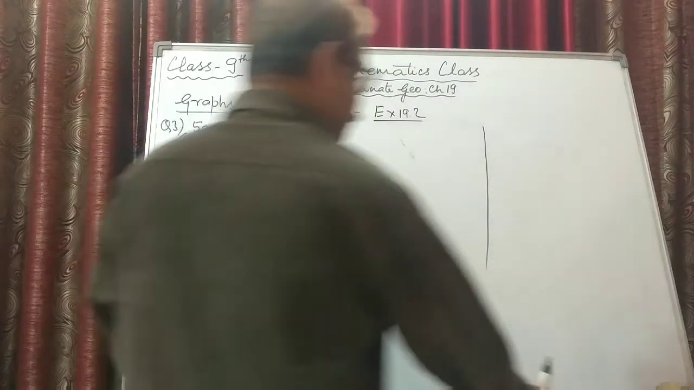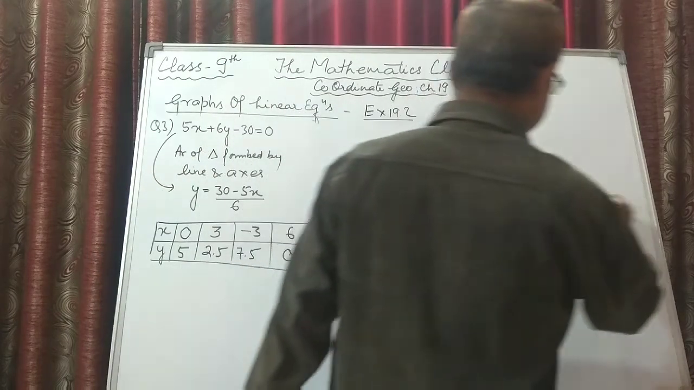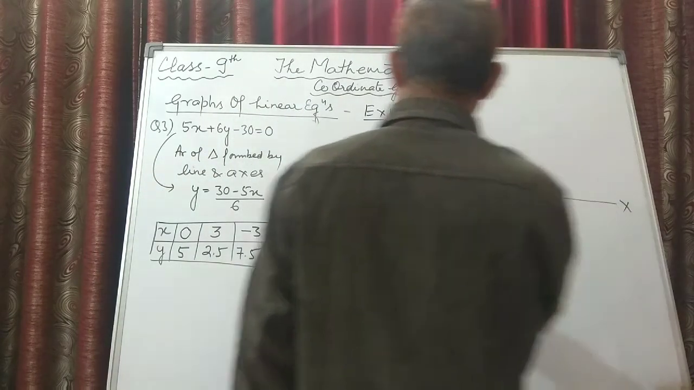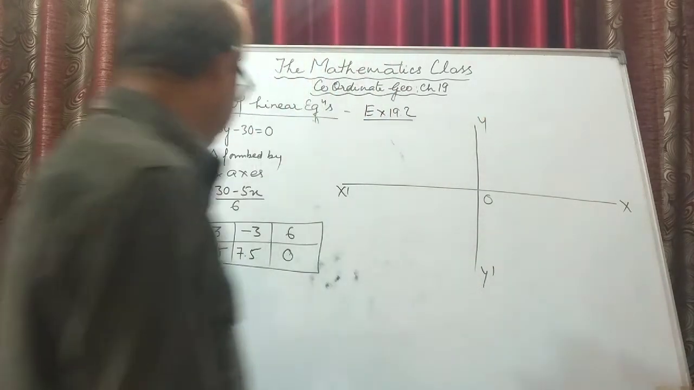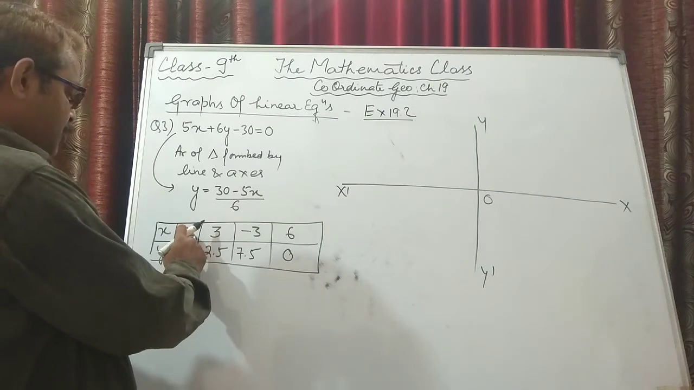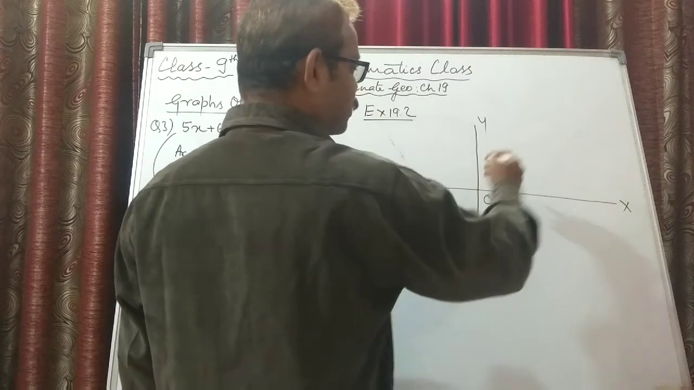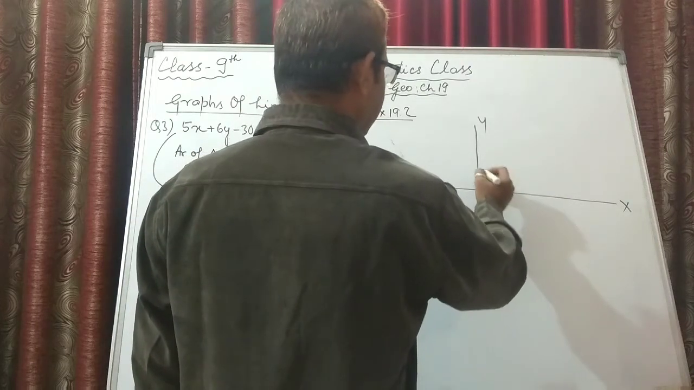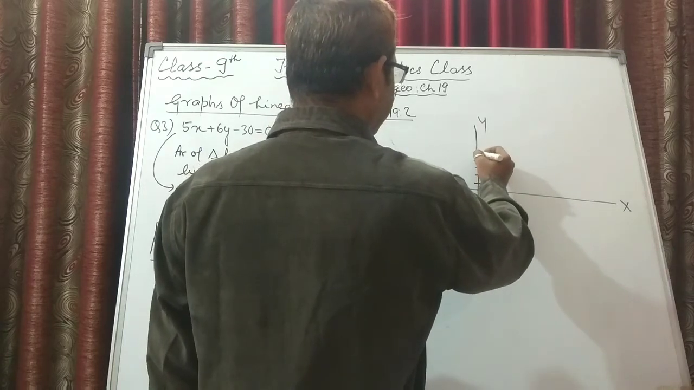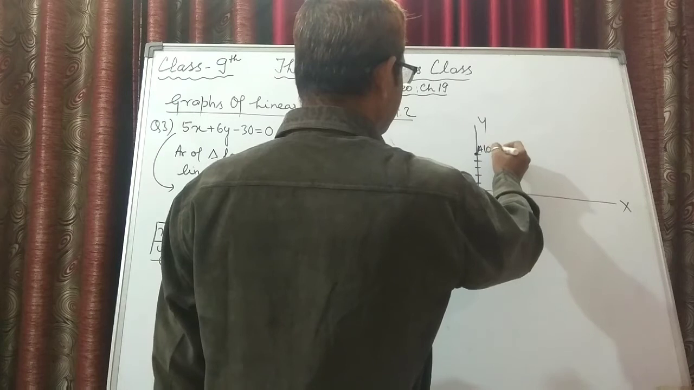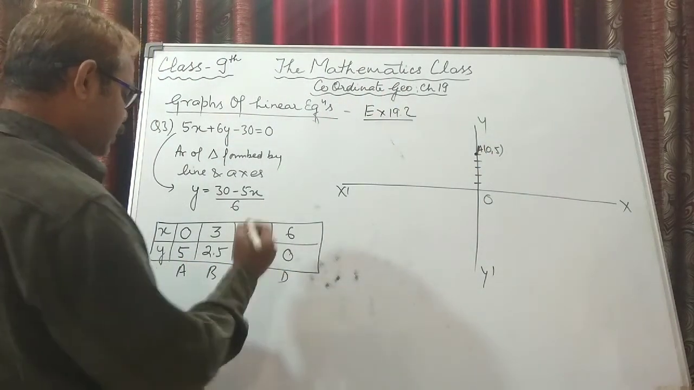Now, I have taken 4 points and this is my coordinate axis, X'OX, Y'OY. At point A, x is 0 and y is equal to 5. It means x is 0, somewhere here, it is neither towards the right nor towards the left. So 1, 2, 3, 4, 5. The first point is A, that is (0, 5). This is A, B, C, D.